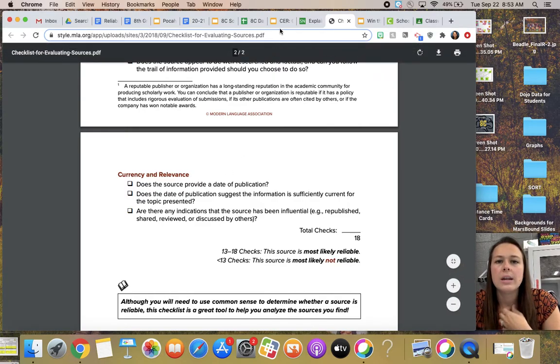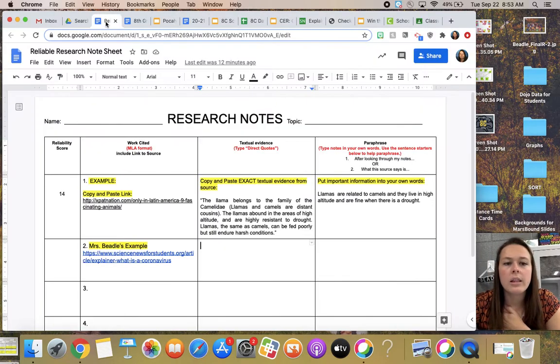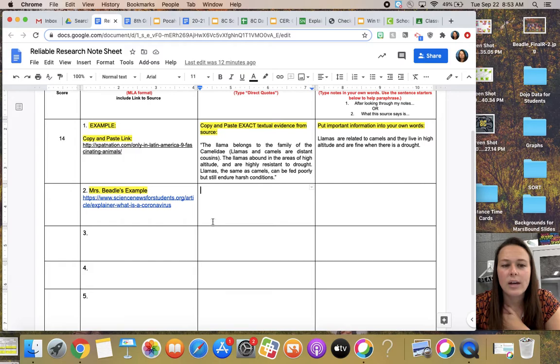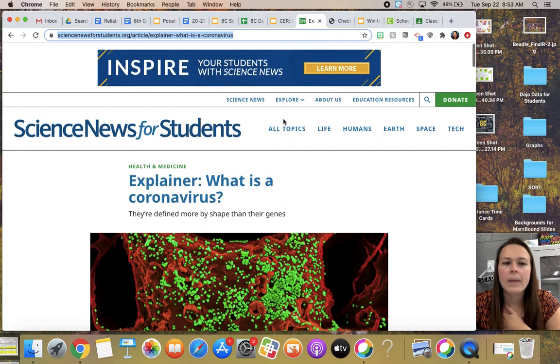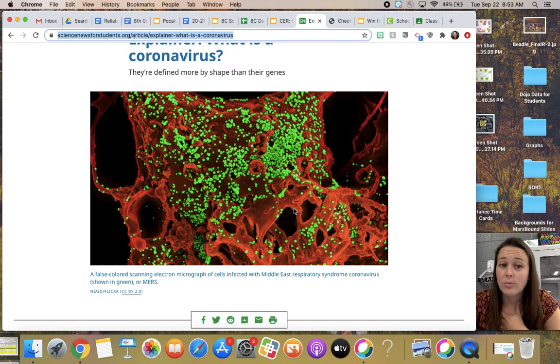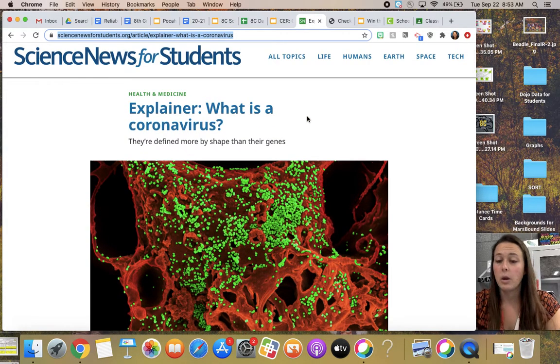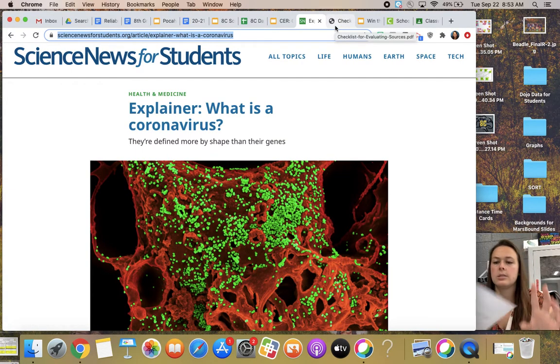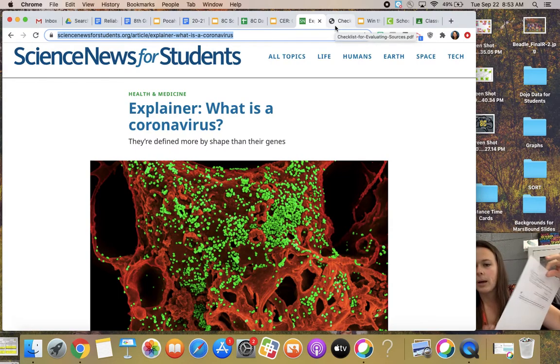So I wanted to do an example with you. We will be working off of this graphic organizer here in Google Classroom. So I have this article, and I picked something from a little while ago that just talks about what it is. What is the coronavirus? So I'm in the Science News for Students, and I am going to run through my checklist. I have a paper copy here. You'll have a paper copy when you're in class.